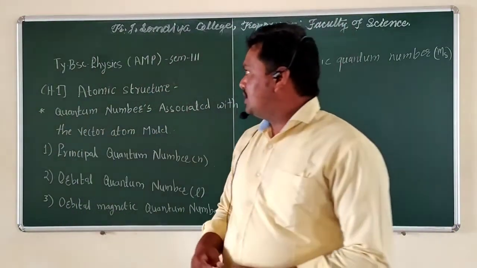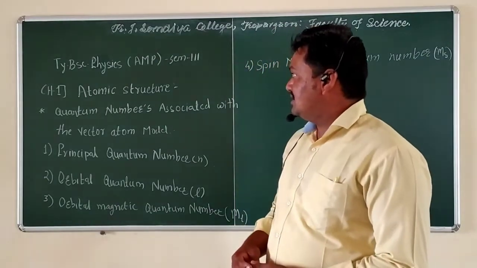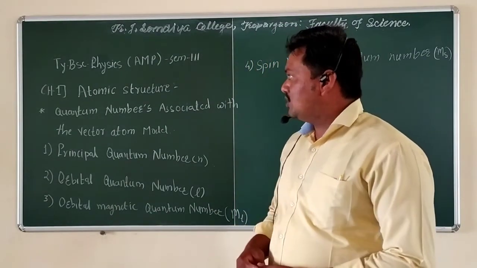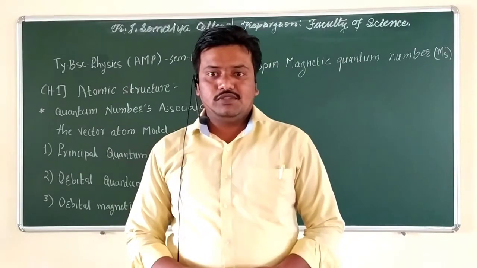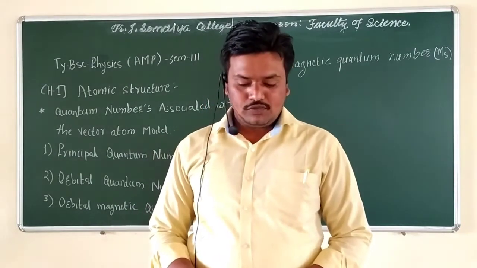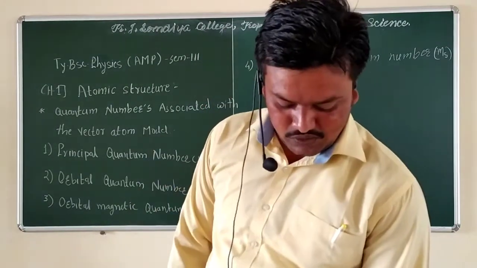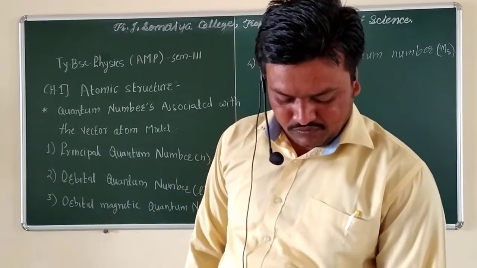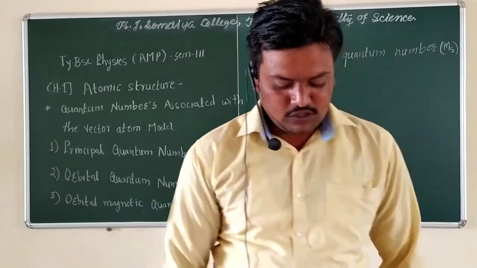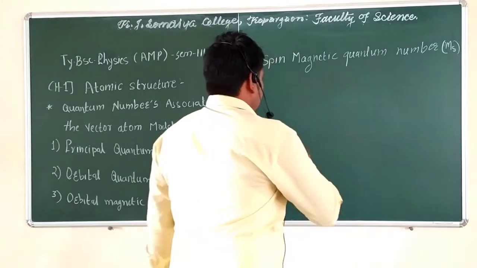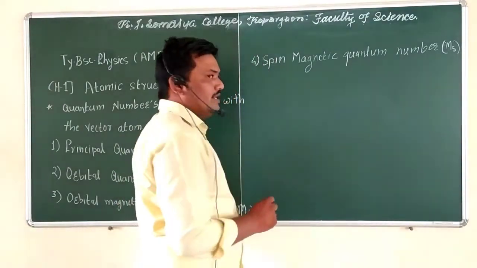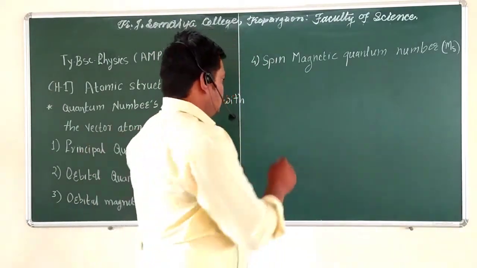So today we have the lectures on atomic and molecular physics. The first chapter is atomic structure. As a summary of the last lecture, we have seen the orbital angular momentum and spin angular momentum.